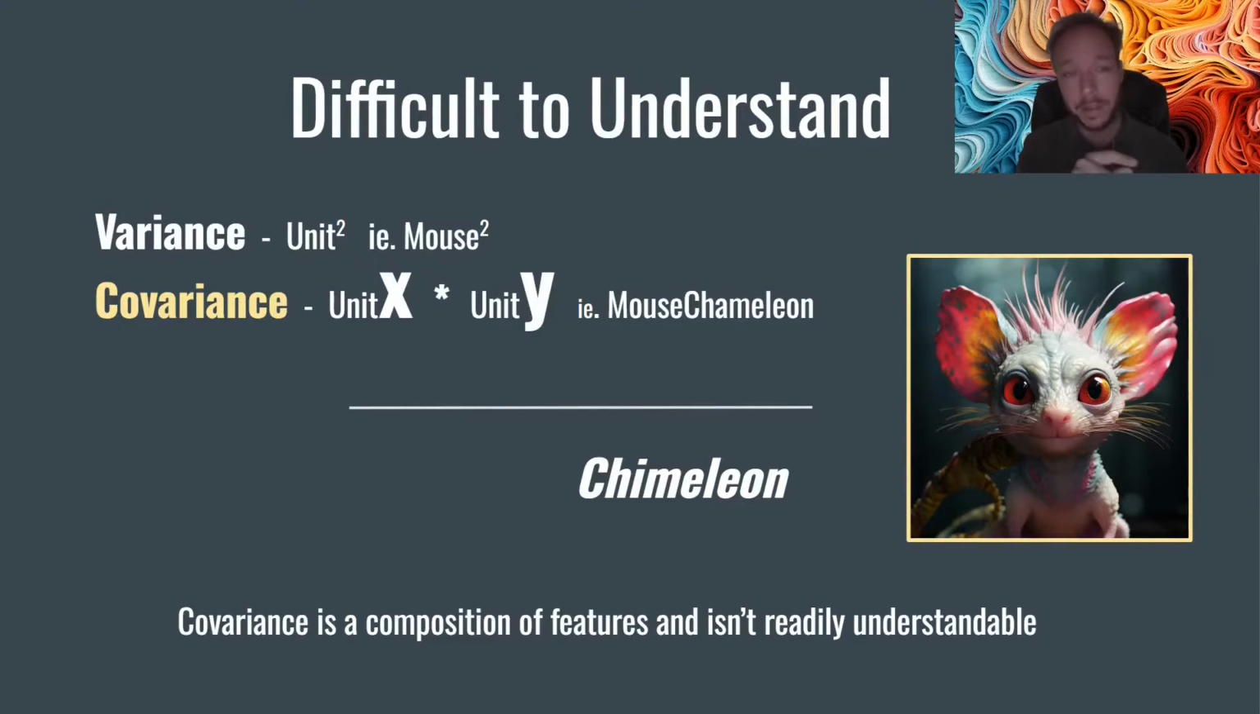So if we have variance, you can imagine if we have measuring mice and one feature, mice squared is not super confusing. You have 10 mice squared. That's okay. It's 100 mice. It's a lot of mice, but it's possible to get there. The problem is when we have covariance, we have unit x times unit y. So if we have mice in one and chameleons in another, we have mouse-chameleon, or a chimeleon. And if you didn't know, that was the name of a mouse chameleon, a chimeleon.